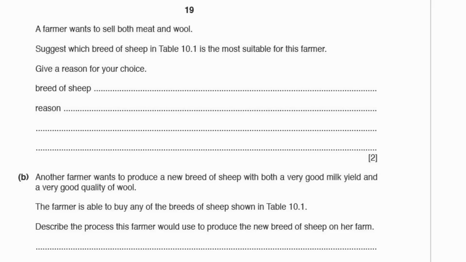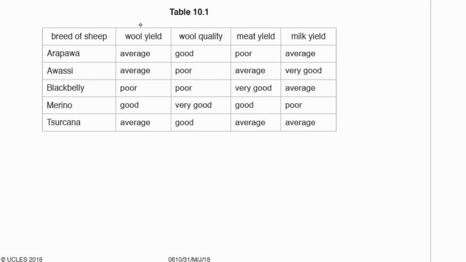Suggest which breed of sheep in table 10.1 is the most suitable for this farmer and give a reason for your choice. So they're interested in the wool yield, the wool quality, and the meat yield. They're not interested in the milk. So we want to find one that's average or good or very good. So the best one here, we have average, average, poor, good. Oh, merino looks good for that one. We have good, poor. No, we don't want poor. Very good. That's good. We have poor, no, average, very good. Yeah, that's good. Or good. Good is also good. So it looks like the one that wins out for this is the merino.